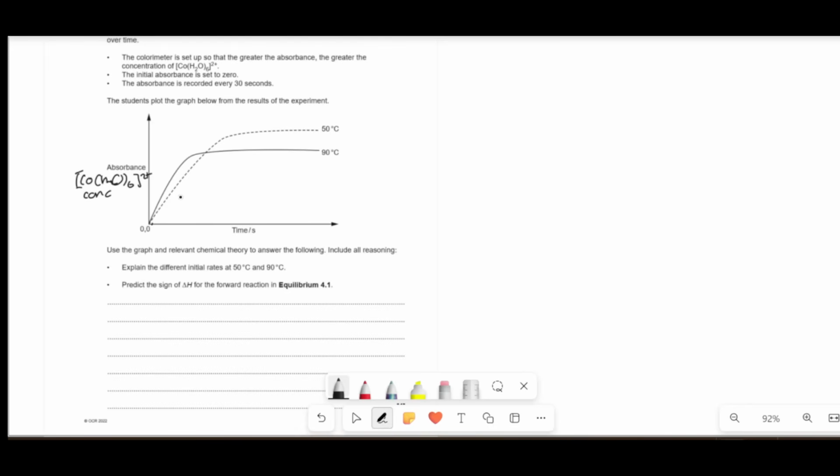So initial rate is all about how fast things are changing at the start. So if I did this, that's going really fast because a tiny increase in the time is a massive jump here. The gradient can tell you the steepness.